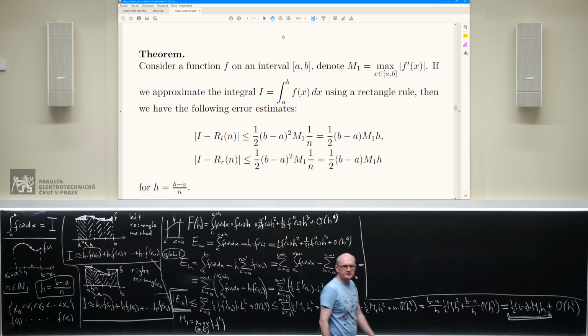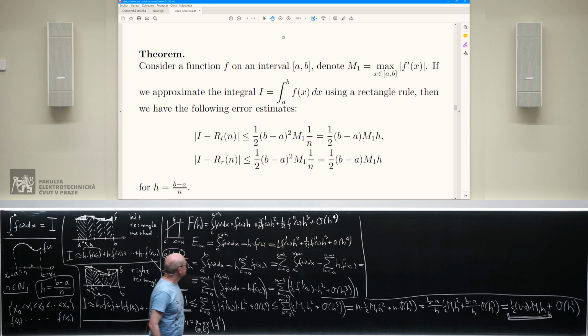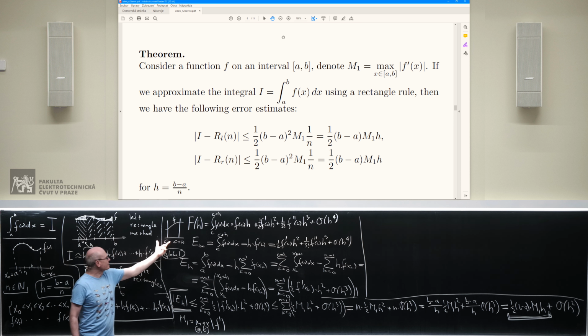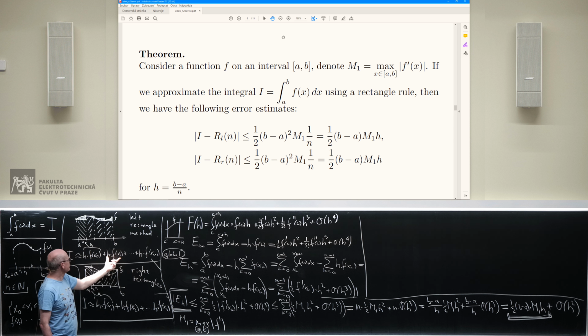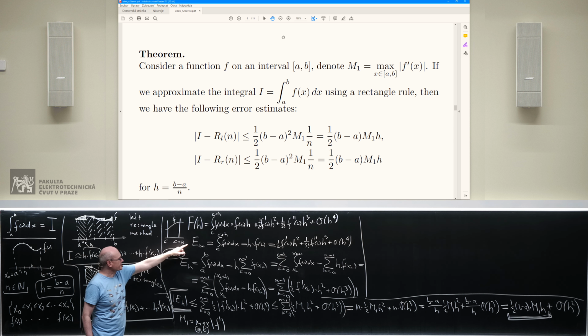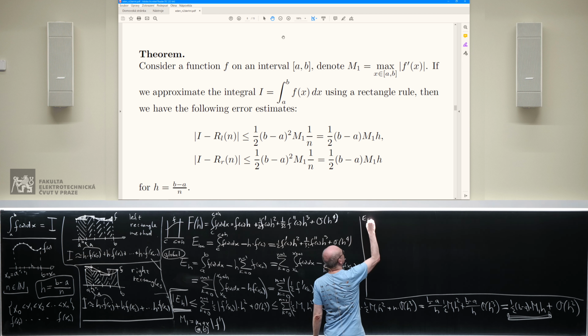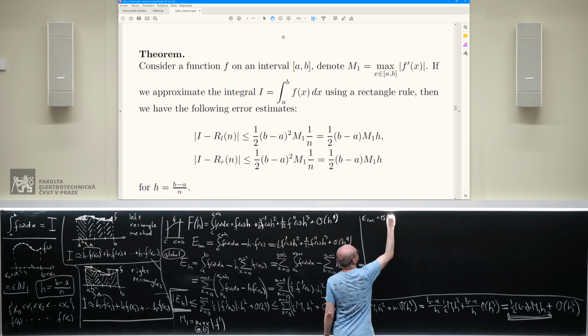The first interesting observation is this. Our approximation of integral is composed of local approximations over each panel. So there are some steps that we did. We could think of them independently or not, doesn't really matter. Then we put it all together. When we analyzed one component, we got local error. And this local error is of order h squared.